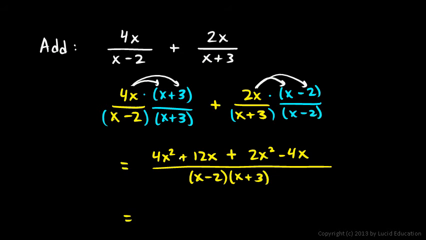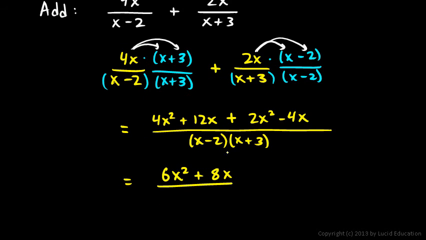Okay, and then let's simplify this. The 4x squared and the 2x squared gives me a 6x squared, and then plus 12x minus 4x is plus 8x. So it's 6x squared plus 8x over this, x minus 2, x plus 3.